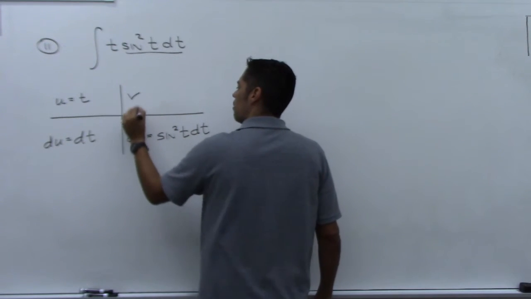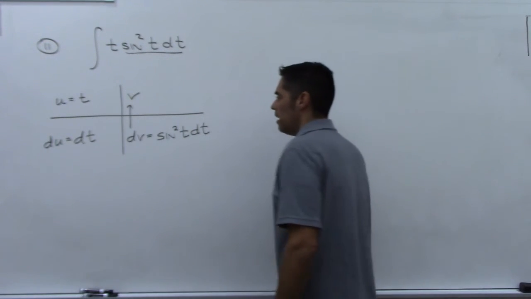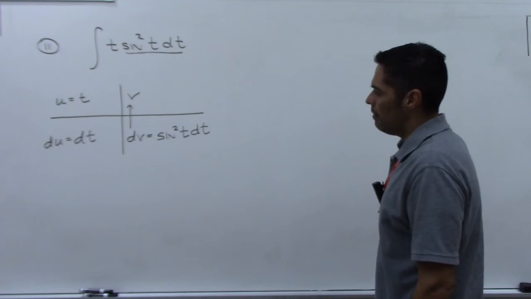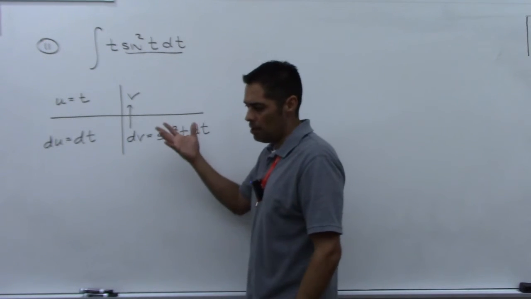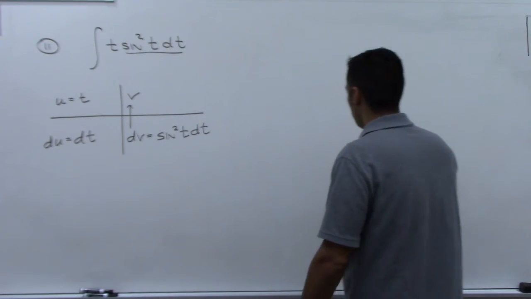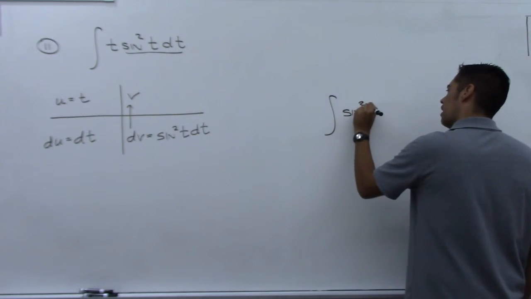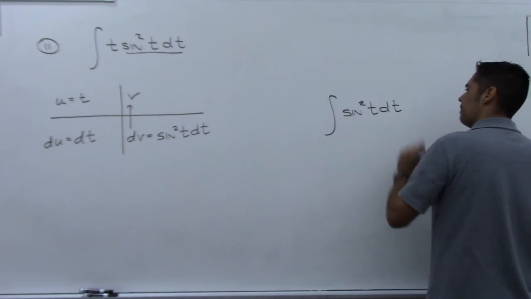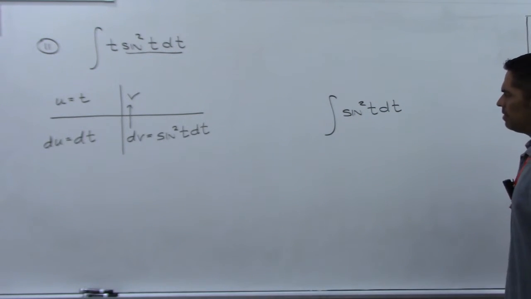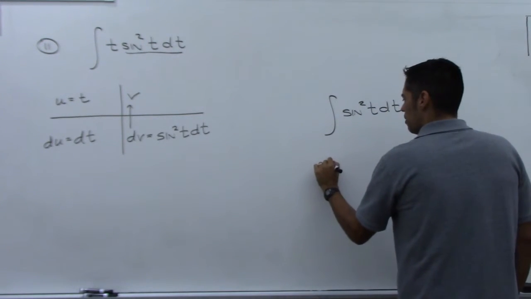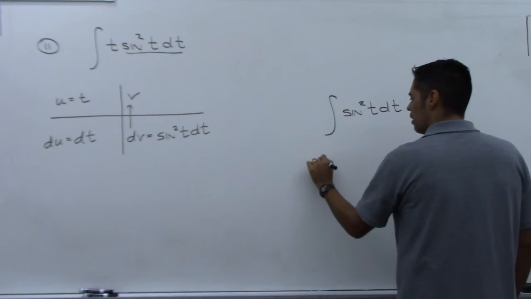And now I've got to figure out what v is, so I've got to go up here on my table, which means I have to integrate that. And that's not an easy integral that we know mentally. So on the side, I'm going to ask myself, can I even integrate that? Can I integrate sine squared t dt? Of course we can. We just did this problem.